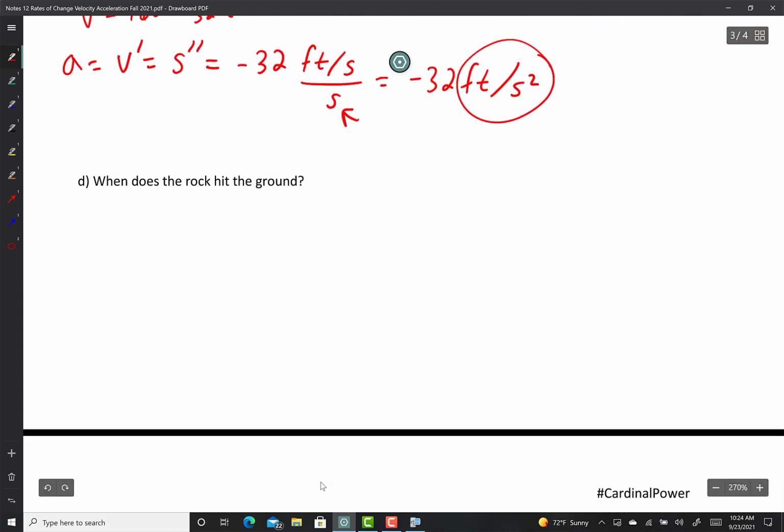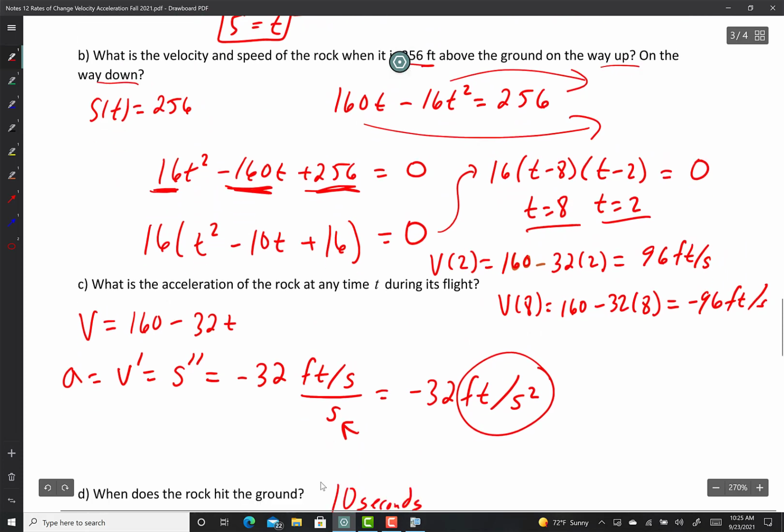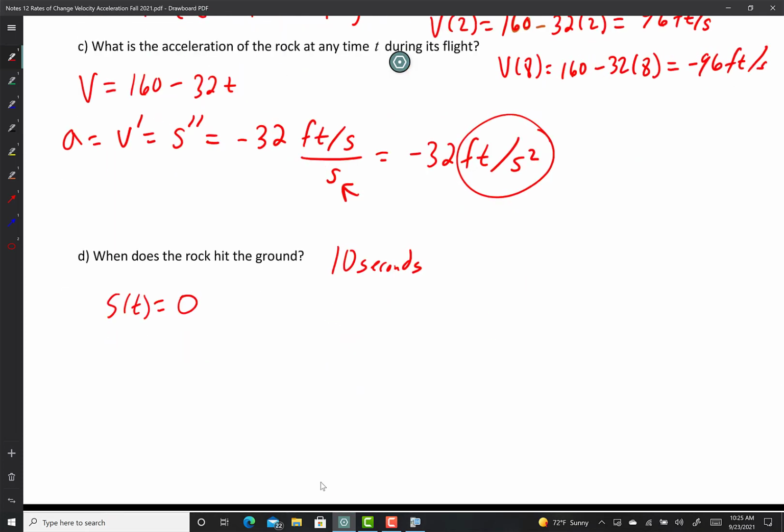Let's go to the next one. Letter D. When does the rock hit the ground? Well, we know that answer already. It hits the ground at 10 seconds. But we want to prove it with math. So if S is your position equation, then I want to find where S of t equals 0. Does that make sense? So let's prove it with that. What's my position equation? You guys tell me. What is it? 160t minus what? And we're going to set that equal to 0.